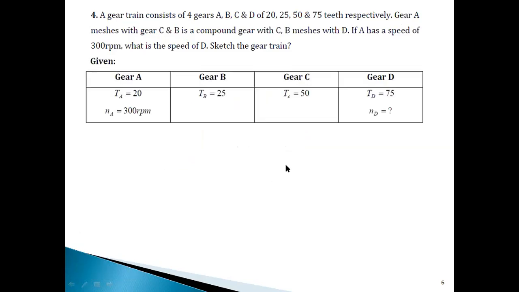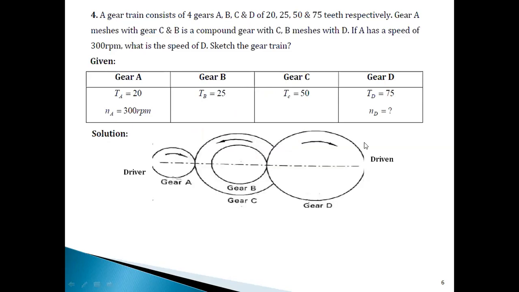Let us see what we get. So this is the given data. As I have told you, the number of teeth for gear A is 200, and the speed of gear A is 300 RPM. Number of teeth for gear B is 25, for gear C is 50, and for gear D is 75.